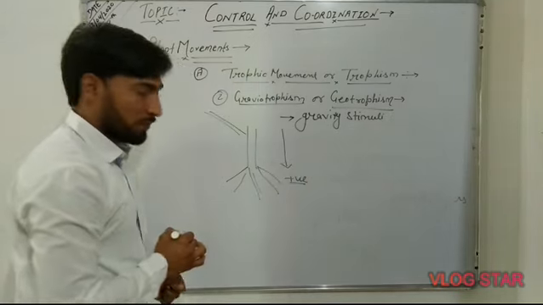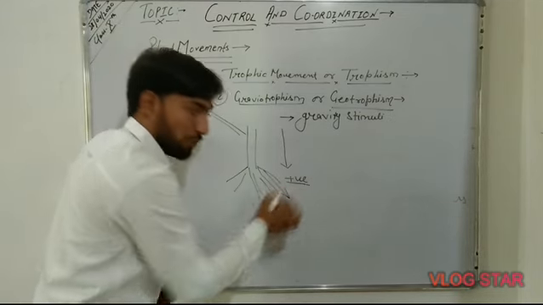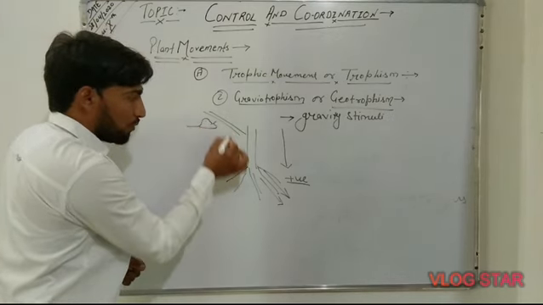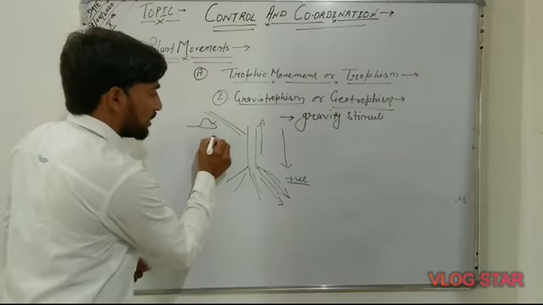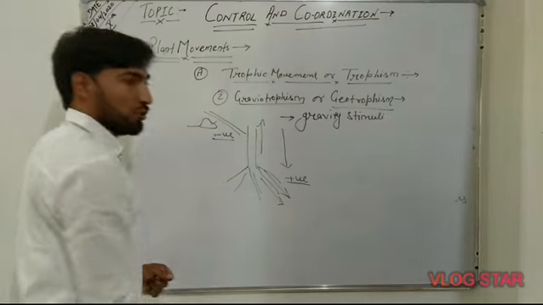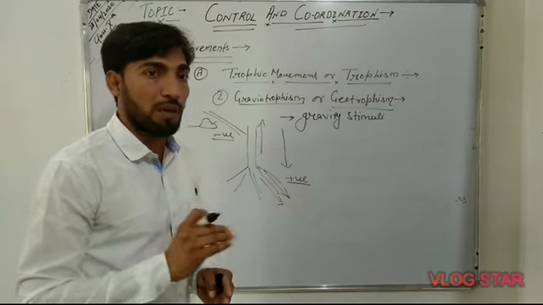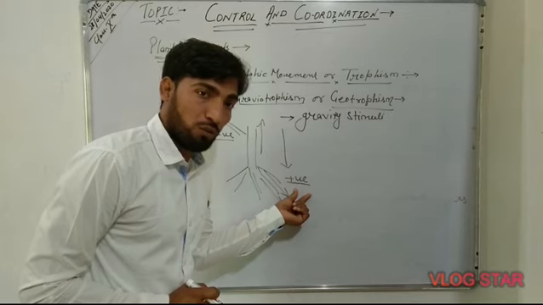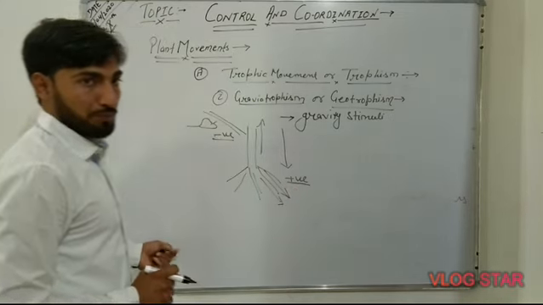Roots are growing towards the earth, which means they are showing positive geotropism. And this shoot part is moving away from gravity, opposite to the direction of gravity, so it shows negative geotropism. So the growth of the shoot is an example of negative geotropism, and the movement of roots towards the earth is an example of positive geotropism.